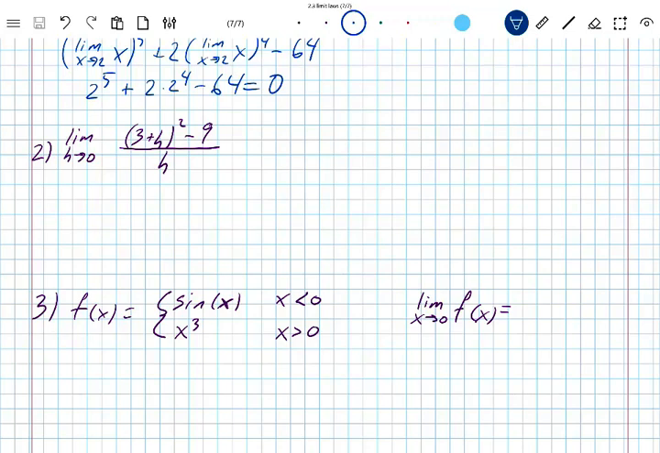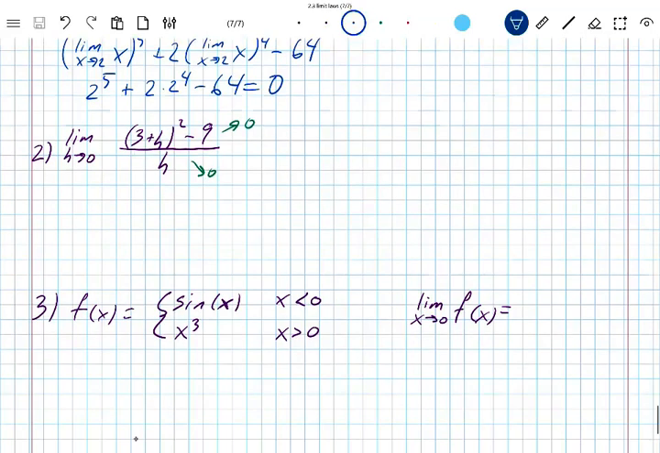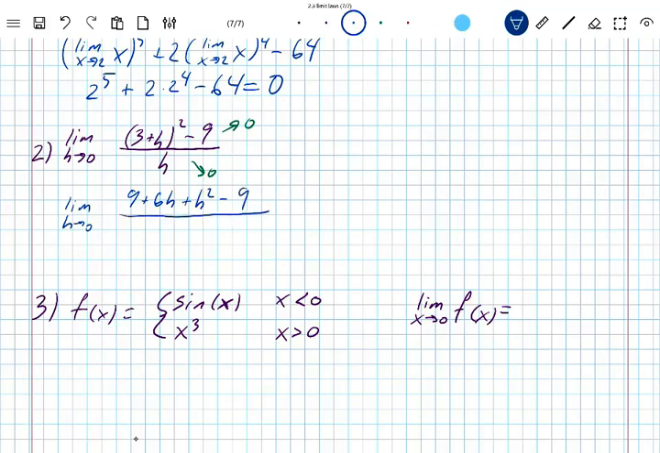If we try to plug in here, we get 0 over 0. And that doesn't equal 0, it doesn't equal 1. It just means we have to do more work. And usually that work for something like 0 over 0 is going to mean that we are going to simplify like crazy. So let's simplify like crazy. This is going to equal the limit as h goes to 0 of, expand this whole top out, I get 9 plus 6h plus h squared minus that 9, all over h.